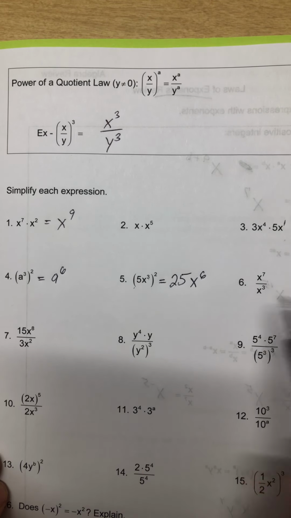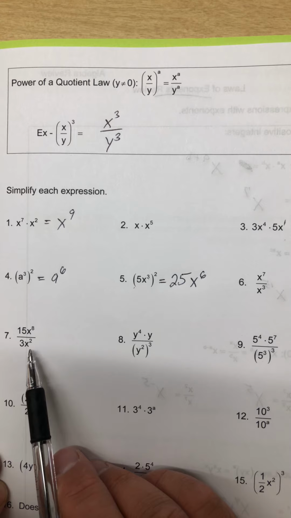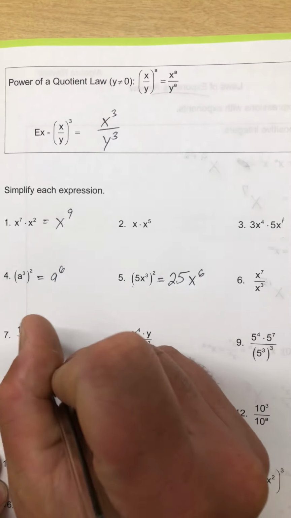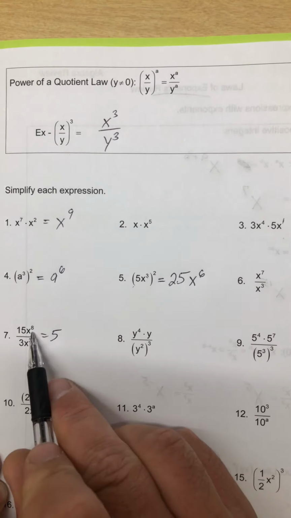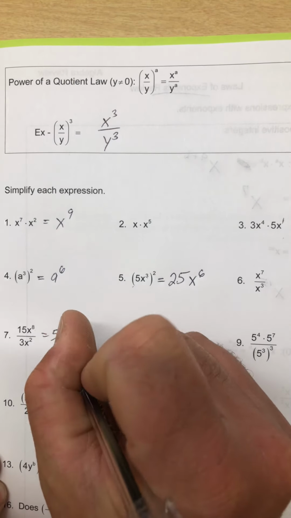All right, let's try number 7. Division. You actually divide the coefficients. That's 5. Subtract exponents. So x to the sixth.